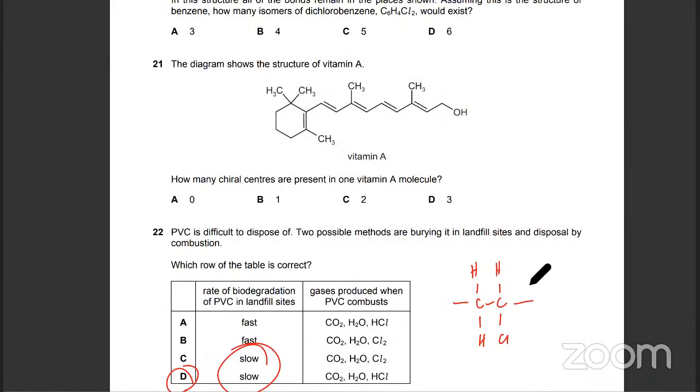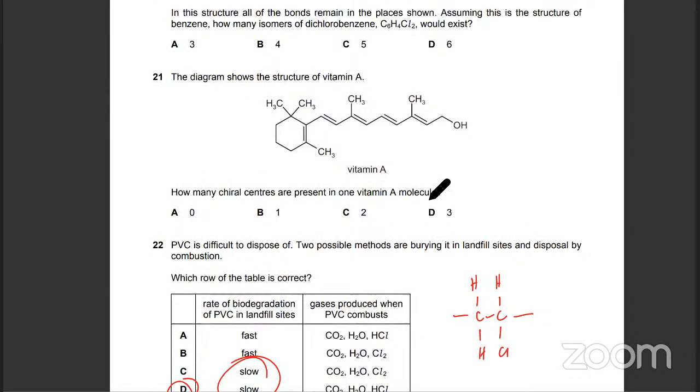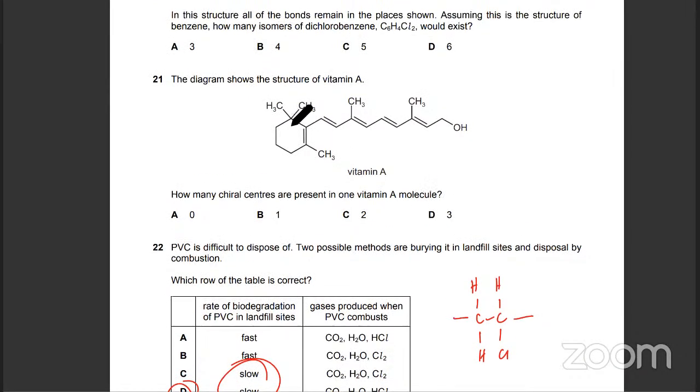The next one is how many chiral centers are present. So 4 different groups, this one is chiral. Any double bond can't be chiral, so I can only find one. That's the only one, because these carbons over here have 2 H's. Double bonds can't be chiral. So all these carbons have double bonds. This one has 2 H's as well, so that can't be chiral. So there's only one chiral center present.